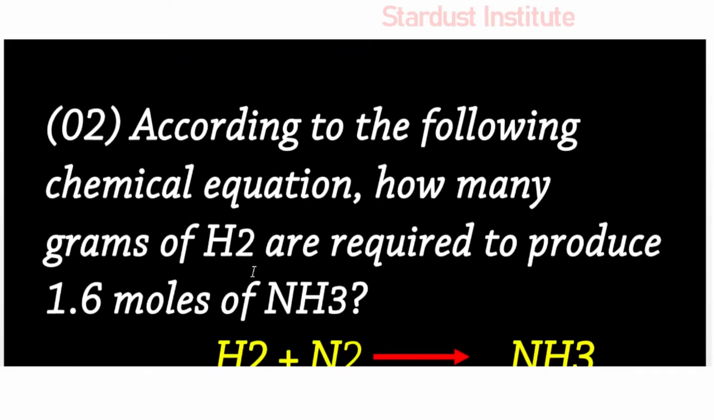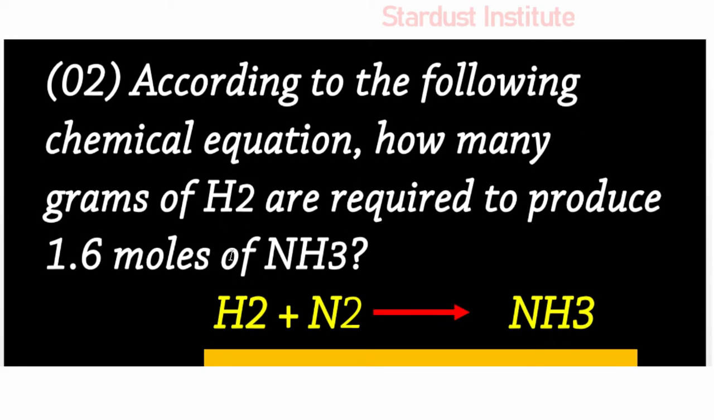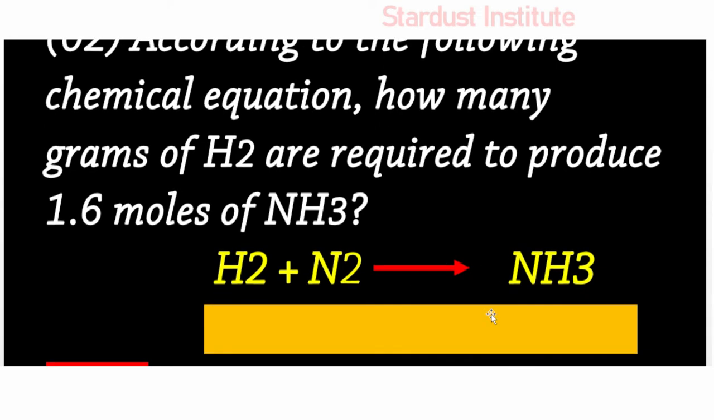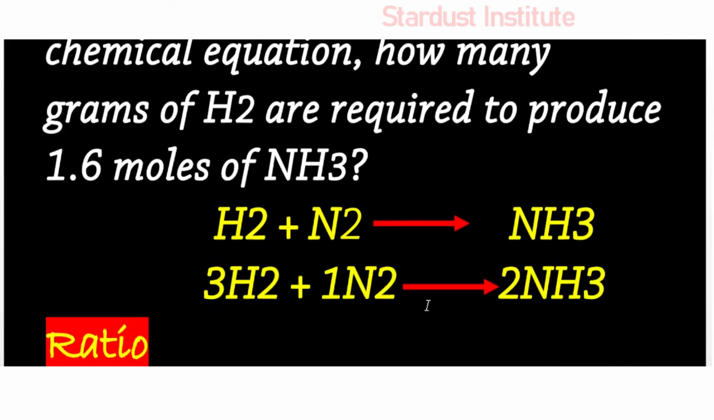According to the following chemical equation, how many grams of H2 are required to produce 1.6 moles of ammonia? This is the chemical equation. H2 plus N2 we get ammonia. But this is not balanced. We have to balance it in this way. 3H2 plus 1N2 we get 2 ammonia.